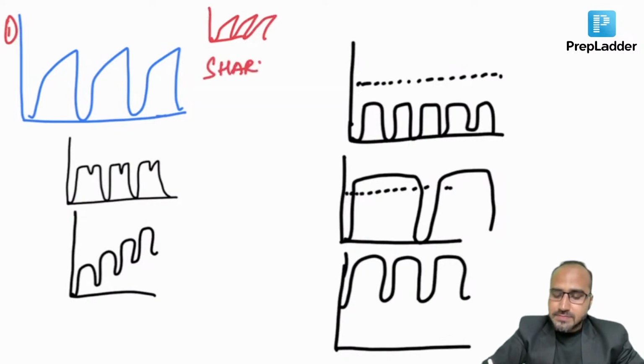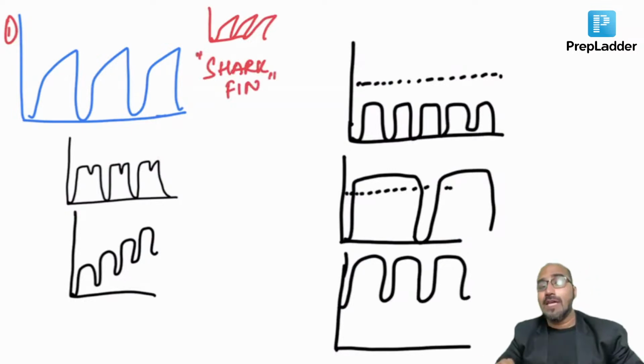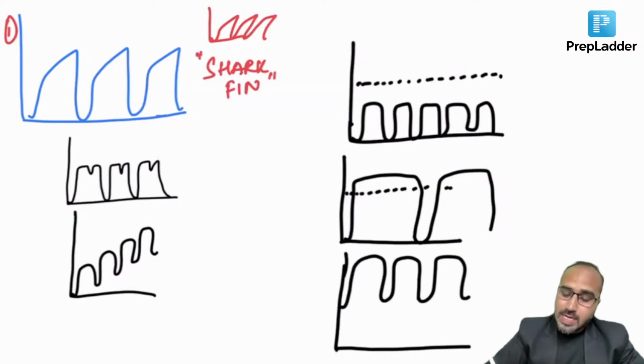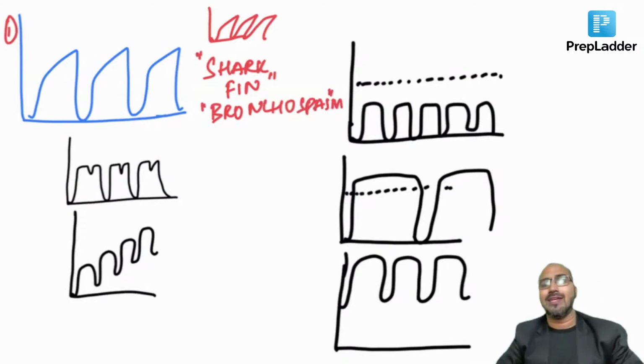It looks like a shark fin. Shark fin capnograph is an indication of what? It's an indication of bronchospasm. Okay, shark fin capnography is seen in bronchospasm.